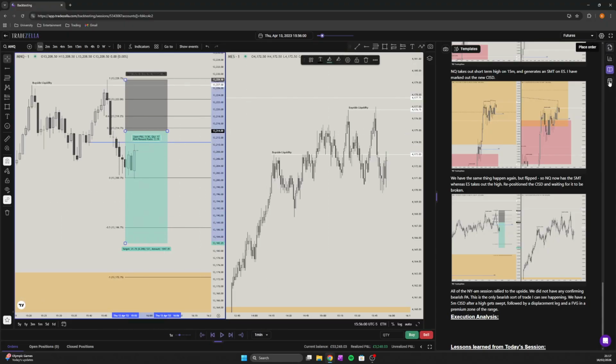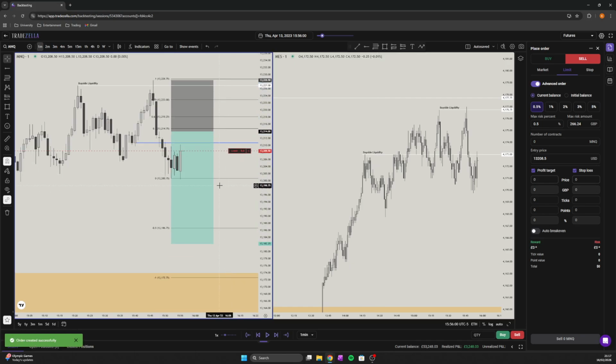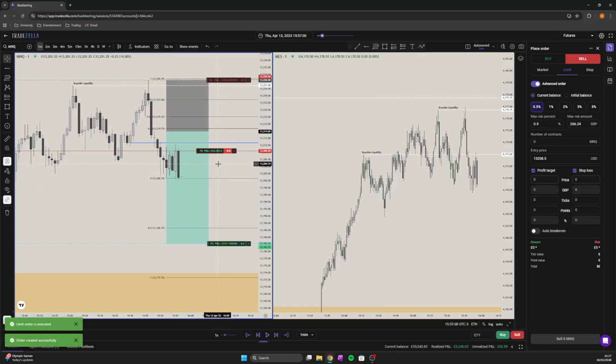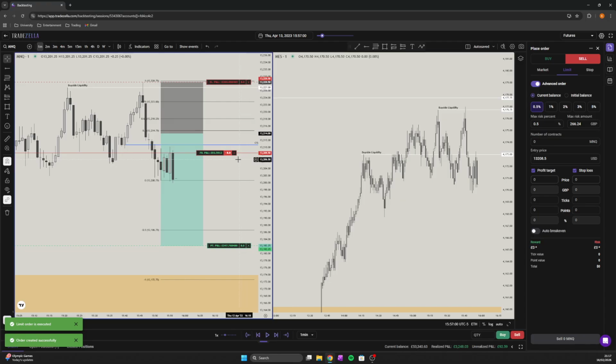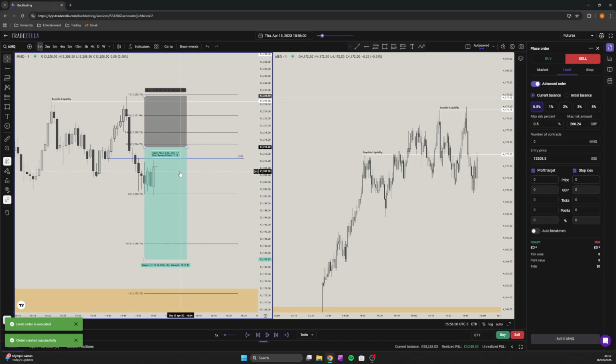So I'm gonna just take this 1 to 2R limit. We're gonna actually do 0.5% because this is a rather conspicuous trade. Right? What's just happened? Take me back. What the fuck was that?